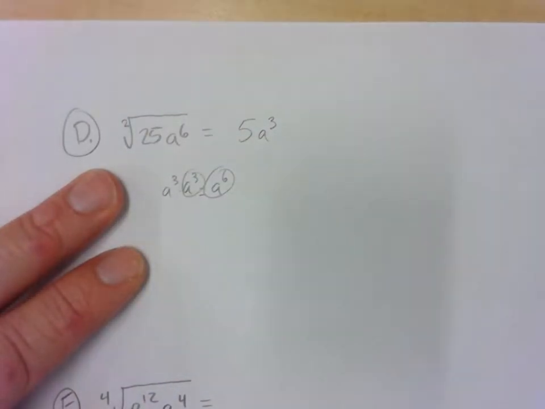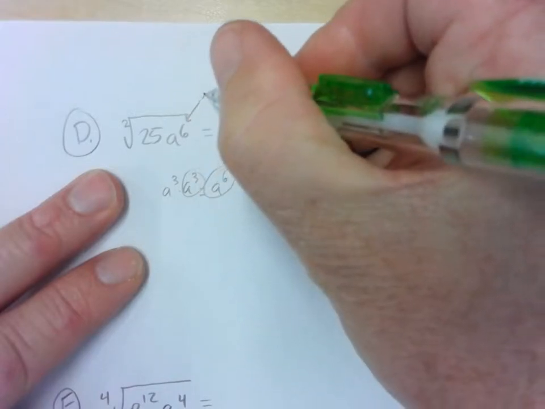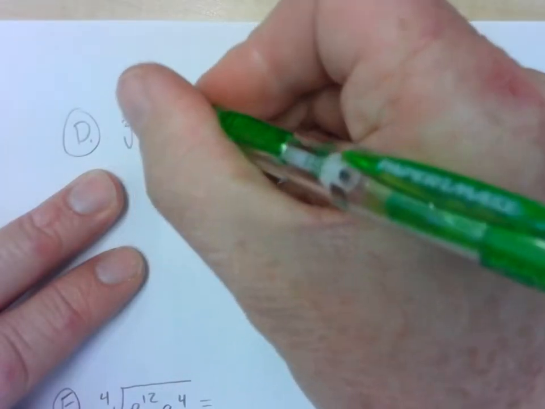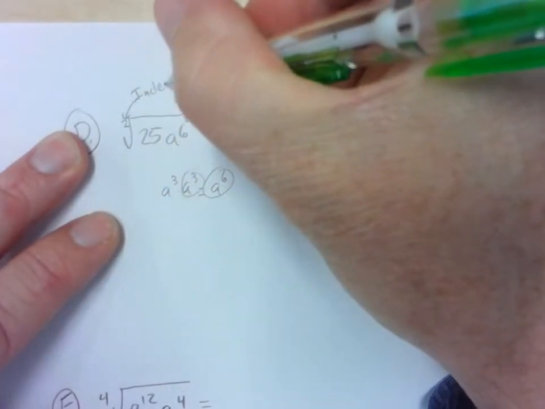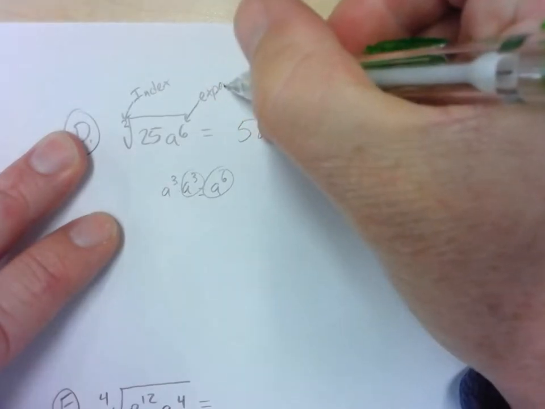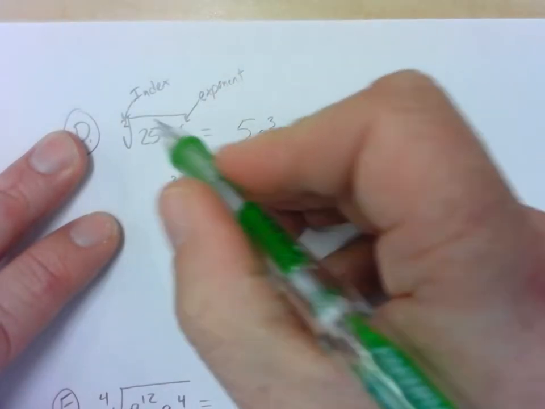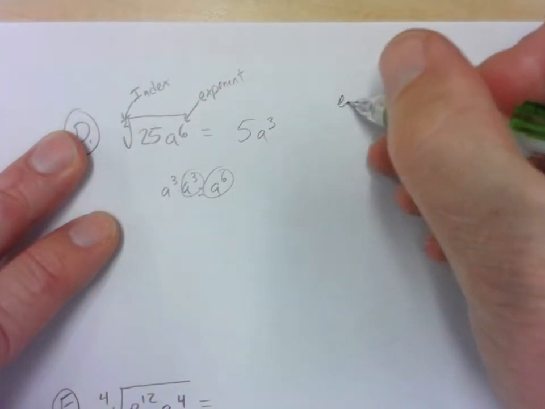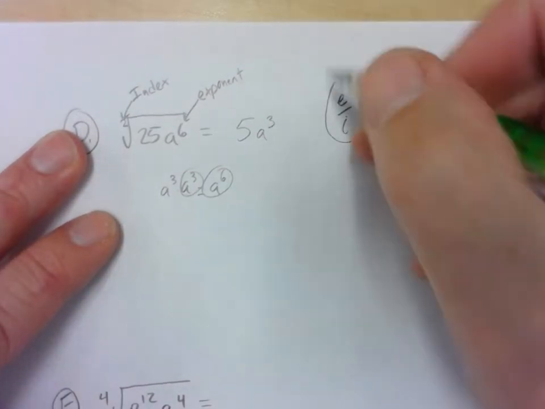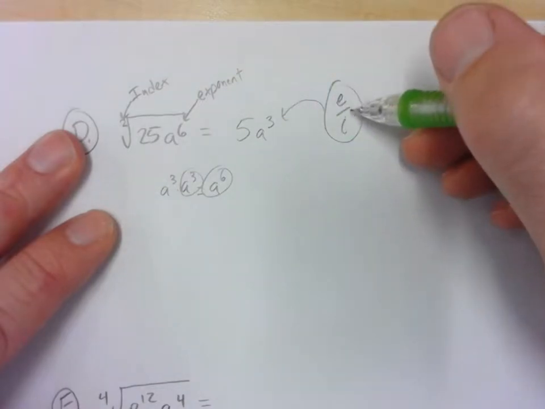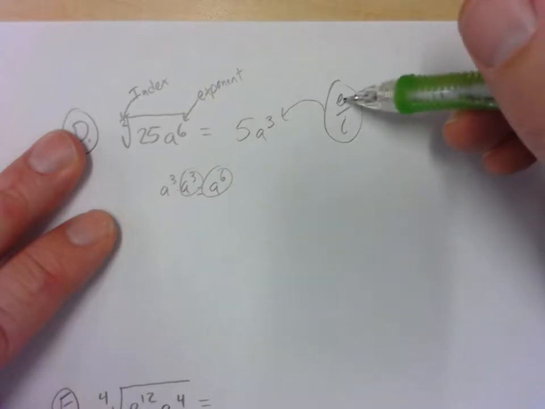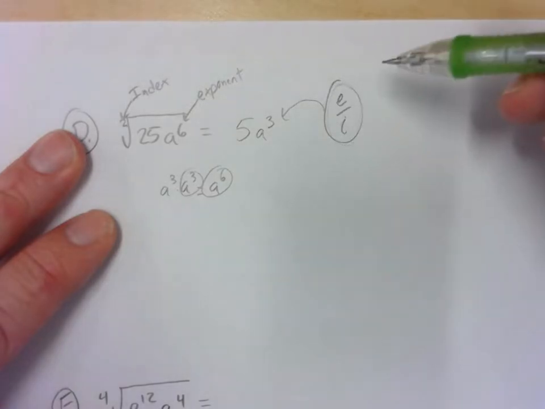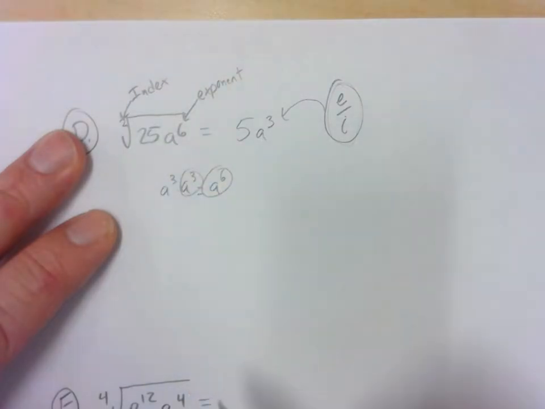So I like to sing a little song with this. I call this the exponent, and this right here is the index. So what you do is you take the exponent and you divide it by the index. So it's e over I. That's where this is coming from. You take the exponent and divide it by the index. So all the students know the exponents e, I. Oh my gosh, I get it. So it's 6 divided by 2 is equal to the 3. And then the square root of 25 is just 5.